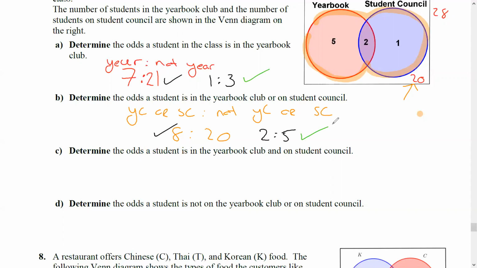Okay, determine the odds a student is in yearbook club and on student council, also known as our intersection, right? So that would be this region right there. Okay, no problem. So I'm on both. That would be 2 to 26, yearbook club and student council, to not yearbook club and student council. And do you notice you could also reduce that if you so chose to 1 to 13.